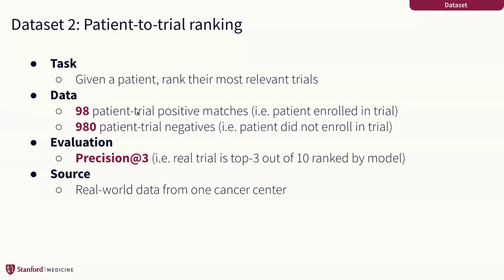So for this data set, they have 98 patient trial positive matches, I believe, which is patients who enrolled in a trial, and 980 patient trial negatives, which is patients who did not enroll in a trial. For evaluation, they use precision at 3, which basically just means is the actual trial that the patient enrolled in within the top 3 ranked trials ranked by the model. And this is again taken from an actual cancer center. So any questions about the evaluation metric before I go on? Okay, basically, do we get a hit in the top 3 predictions from this model?